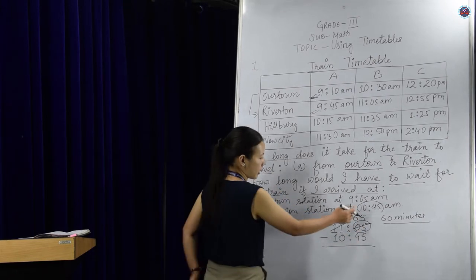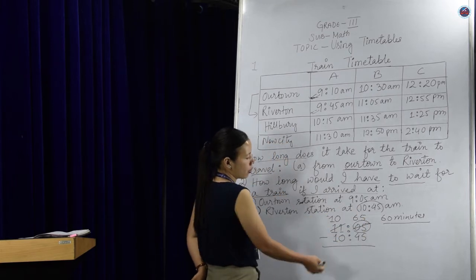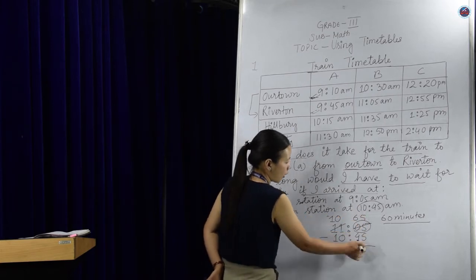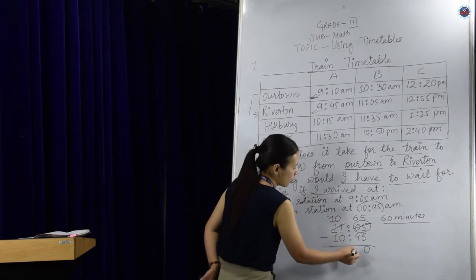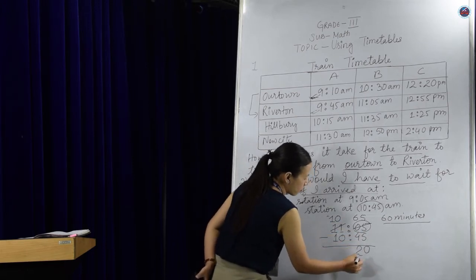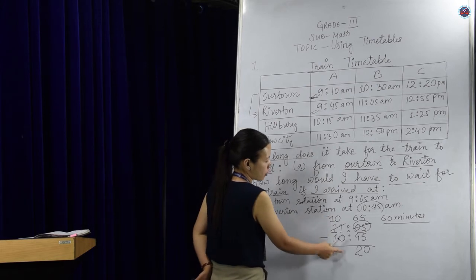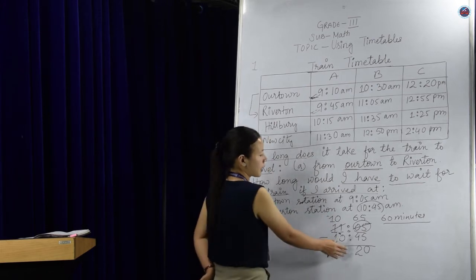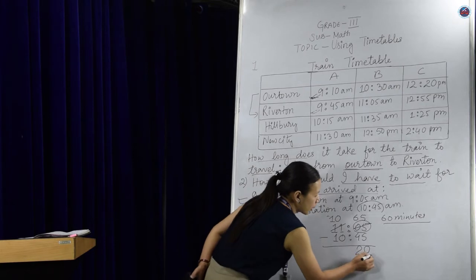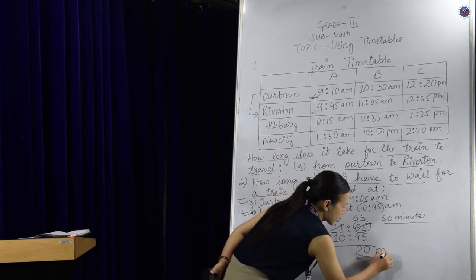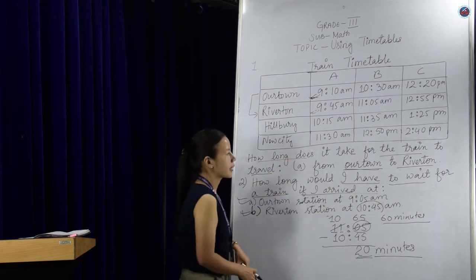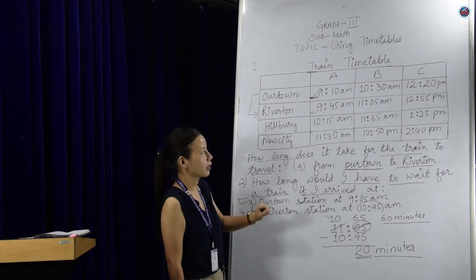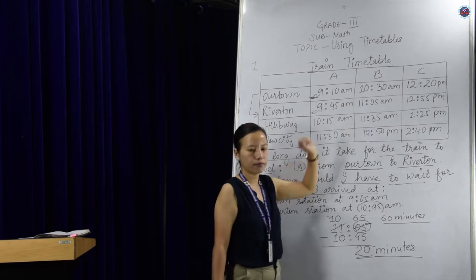Now this upper number is big, so let's minus it. 5 minus 5 is 0, so write 0. 6 minus 4 is 2, so write 2. And then 10 minus 10 is 0, so we won't write. That means how long do I have to wait? We got our answer, the minute number is 20, so that means I have to wait for 20 minutes for a train. That is train number B.